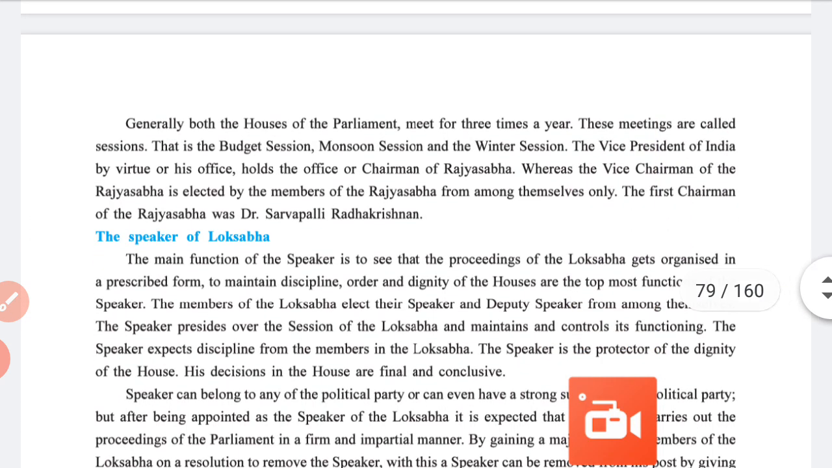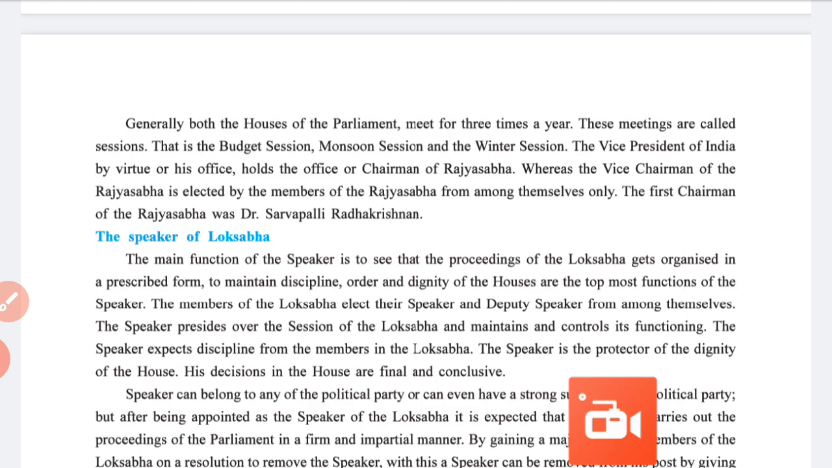Generally, both the Houses of Parliament meet 3 times a year. These meetings are called sessions. That is the budget session, monsoon session and winter session. The Vice President of India, by virtue of his office, holds the office of Chairman of Rajya Sabha, whereas the Vice Chairman of the Rajya Sabha is elected by the members of Rajya Sabha from among themselves only.